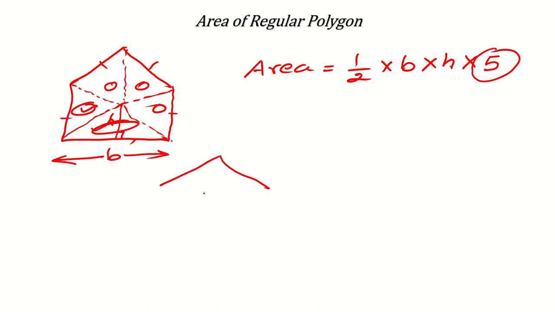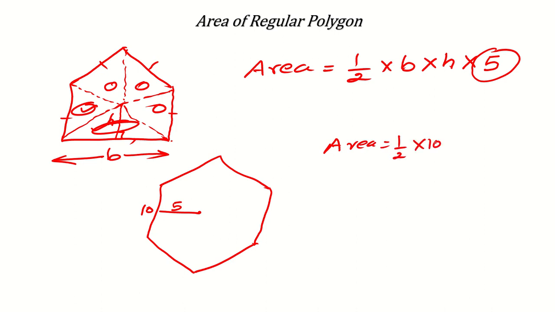If you have a hexagon like this, meaning 6 sides, then what will you do? From the center they will do the same thing. From the center they will give you one height like this. For example, say this is 5 and this is 10. So what will you do? Area is equal to half times base times height. And how many triangles can you have here? It depends on how many sides you have. So 1, 2, 3, 4, 5, 6. 6 sides are there, so multiply by 6. Like this you can simplify the expression and then you will get the answer for the area of a regular polygon.